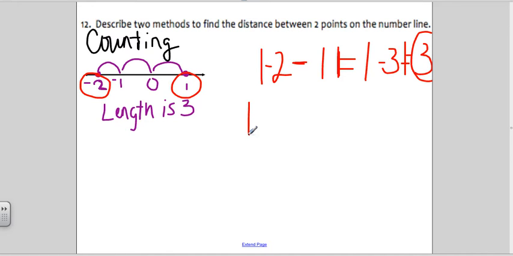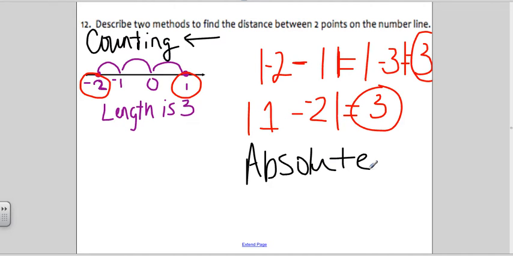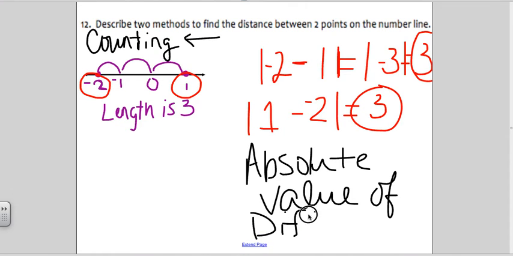Could have also gone the other way. I could have said, well, what if I wanted to put the 1 first? So I could have done 1 minus a -2, and that would have given me +3. So notice I get the same length no matter which method I used. Here I had length is 3, here I had length is 3, here I had length is 3. So our two methods are counting and then also absolute value of the difference.